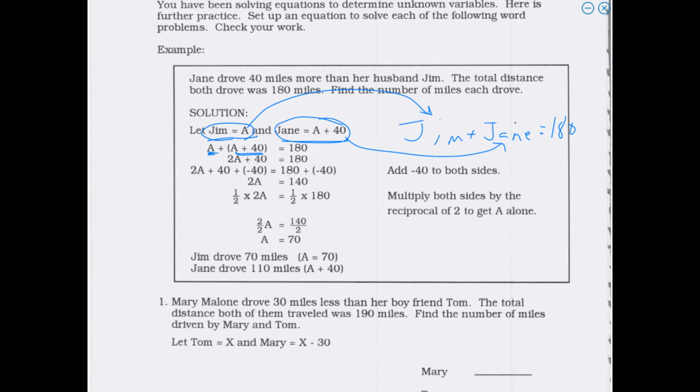And then combine like terms, so it gets simplified to 2A plus 40. Finish solving. Okay, divide by 2. So Jim drove 70 miles. So that's what A is. Then Jane drove 70 plus 40, which is 110.